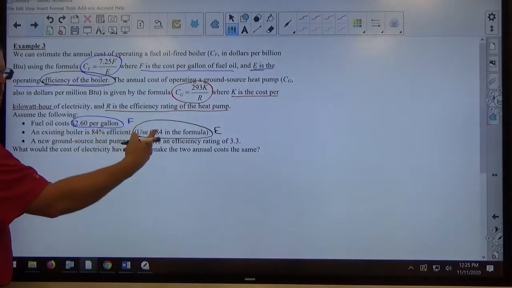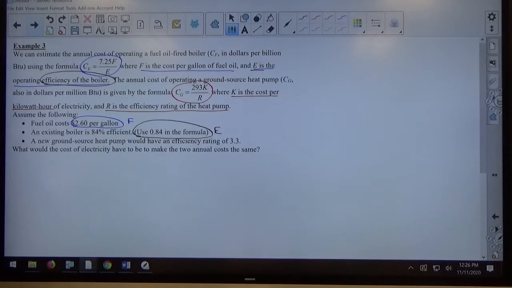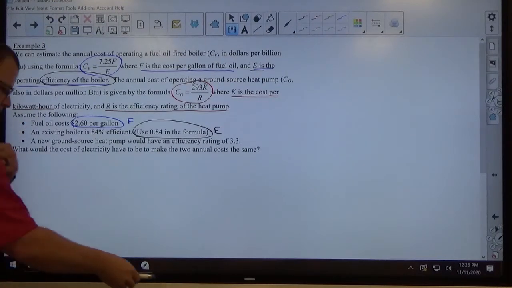84% efficient as a decimal is 0.84. Typically formulas don't have percents written in them. So if there's a percent given, usually you change that to a decimal. If you get a decimal answer and you want a percent, you have to modify it back to a percent. Moving the decimal point 2 spaces to the left makes it a decimal, 2 to the right makes it a percent. I was looking in the wrong direction.